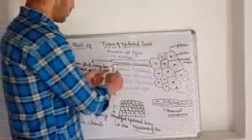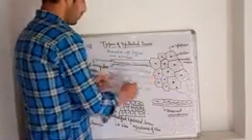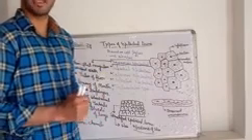In the next lecture, I will tell you another type of epithelial tissue, called cuboidal epithelial tissue.